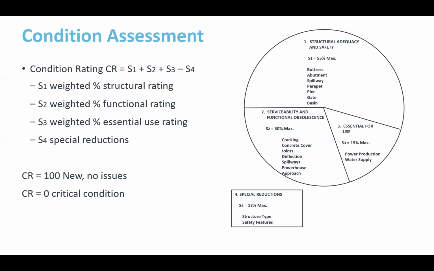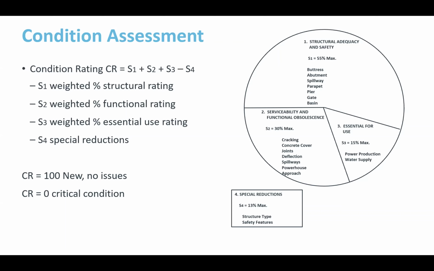If you move over to serviceability and functional obsolescence, maximum score of 30 just for demonstration. What are some of the serviceability issues you would see and functional issues? Well, you could have cracking. The concrete cover could be particularly low, so it's exposed and reinforcing. There could be issues with the joints in the dam. You might see excessive deflection, issues with spillway, powerhouse approach. Is the powerhouse not adequate anymore? The spillways not adequate for their purpose, a number of different things, and the approach, which is leading up to the dam.